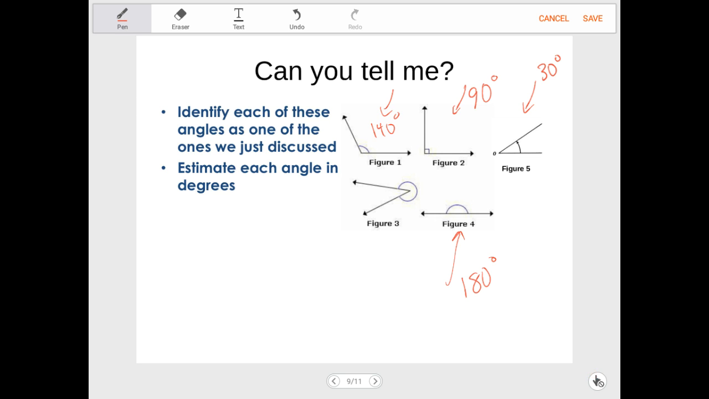And figure 3, that's the reflex, where it's a good portion of an entire circle. You could say something like 320 degrees because it has to be more than 180, but it has to be less than 360. We'll move on to one more section.